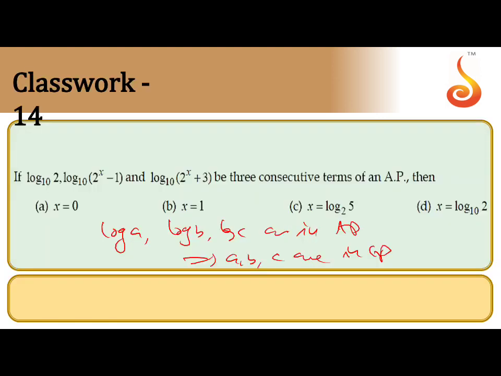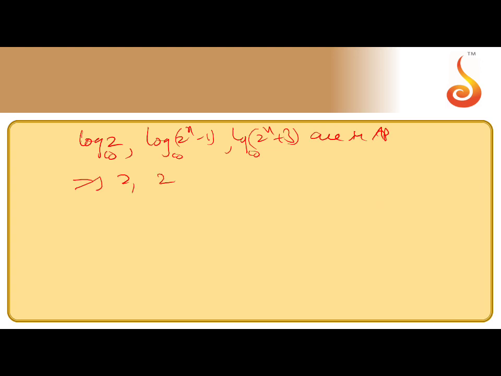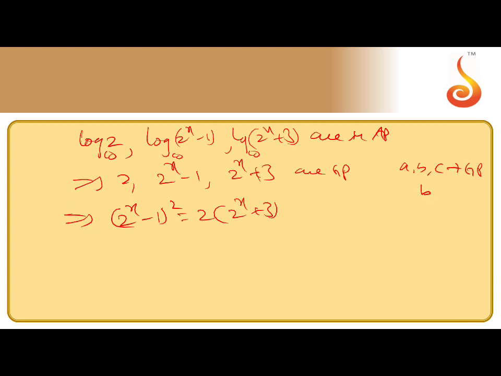Once you come back, the base is 10 here. So they are given log 2 base 10, log 2 power x minus 1 base 10, log 2 power x plus 3 base 10 are in AP. So if they are in AP, then 2, 2 power x minus 1, 2 power x plus 3 are in GP. If three terms are in GP, the square of the middle term equals the product of the remaining terms. We have the formula: A, B, C are in GP means B square equals AC. That property can be used here.